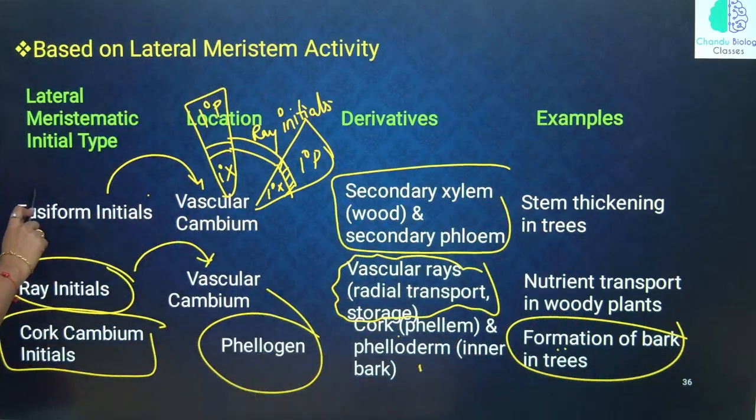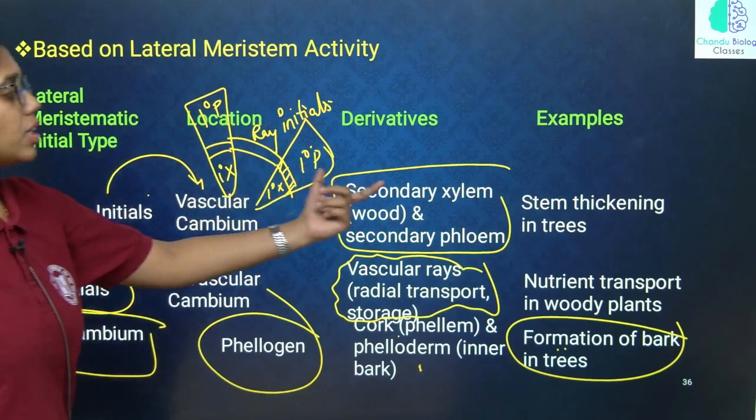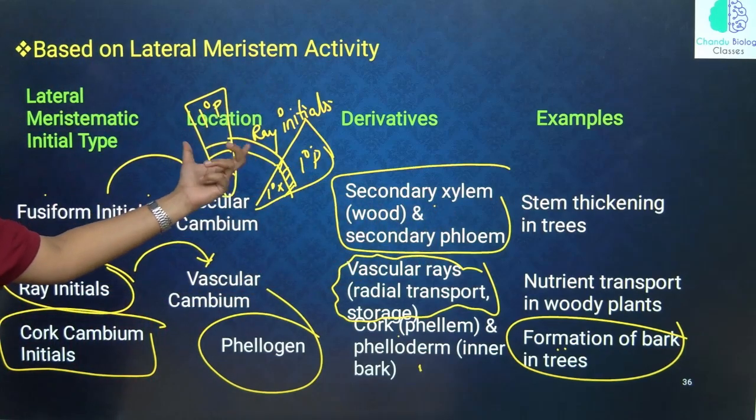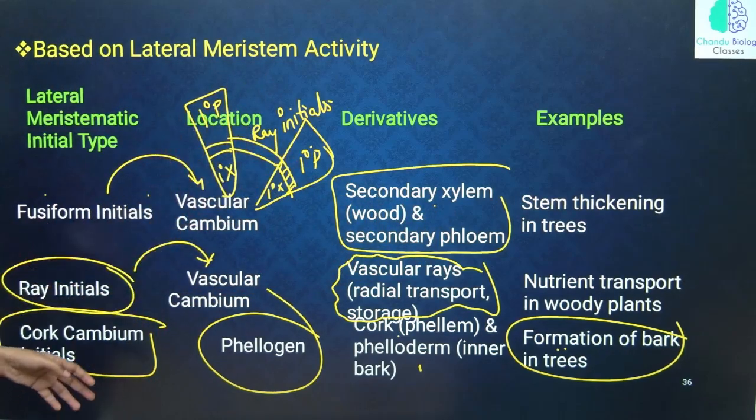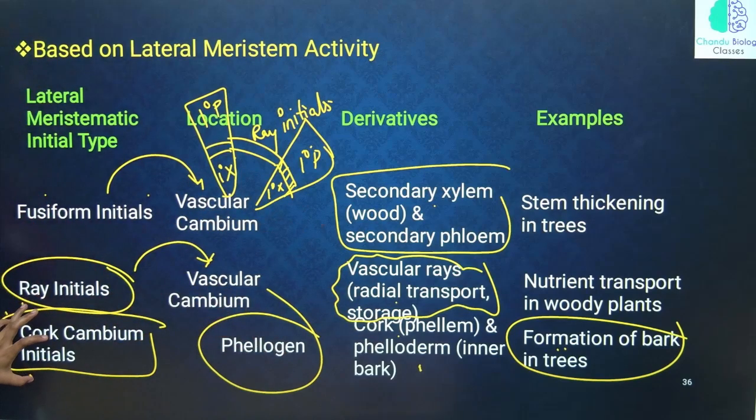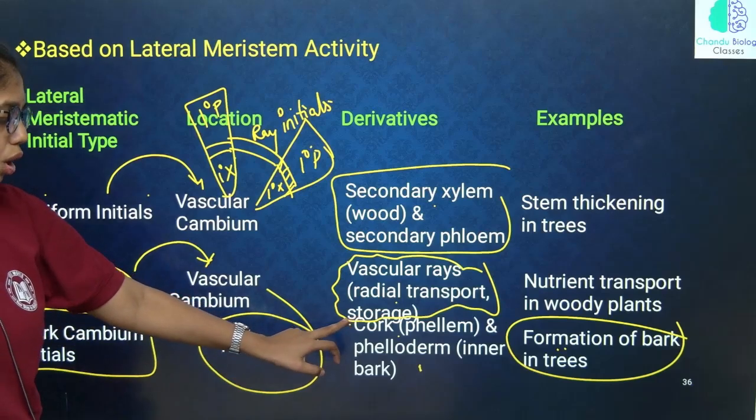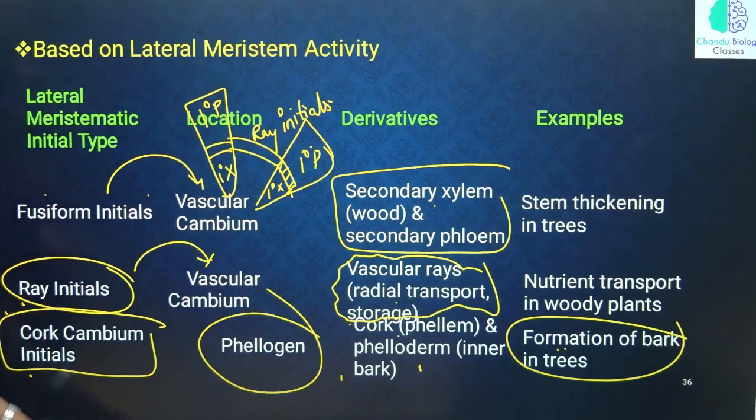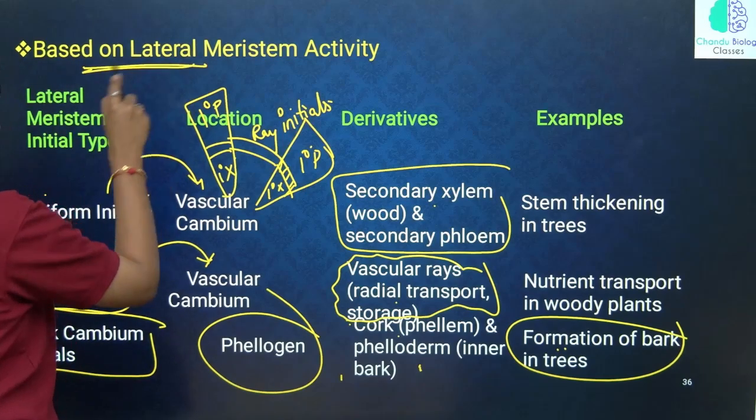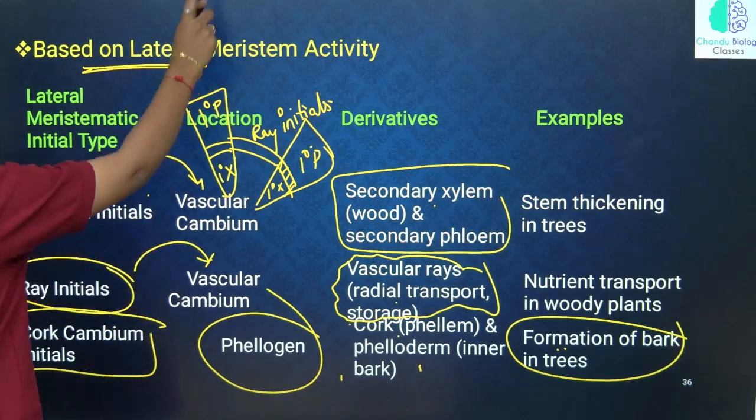So, yes, fusiform initials between primary xylem and primary phloem give rise to secondary xylem and secondary phloem. Ray initials help in radial transport or conduction, and are also involved in storage. Cork cambium initials will give rise to cork and phelloderm, which form the bark in trees. This classification is based on the lateral meristem activity.